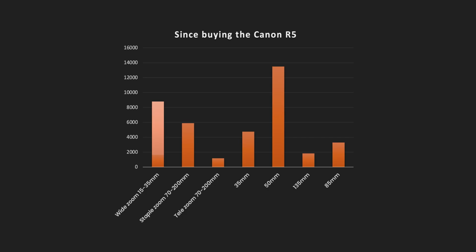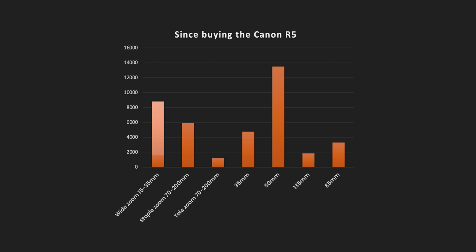So if we look at one more graph, I'm going to show you which lenses I've used most within, say, the last 18 months or since I bought the Canon R5. Here again, you can see the 50mm I've used a lot. It is probably my favorite lens. 85 I've added into this graph. This is actually mostly from borrowing an 85 when I shoot weddings.